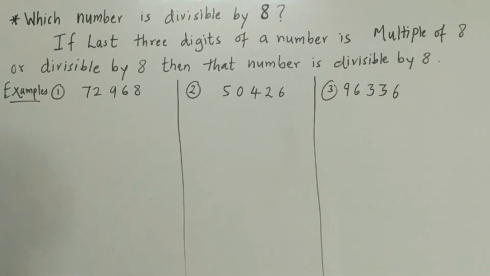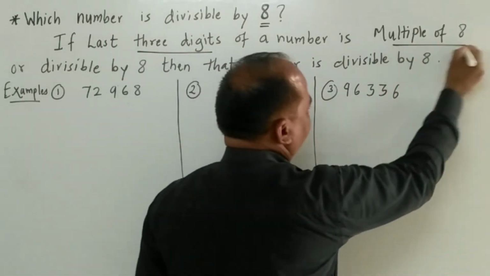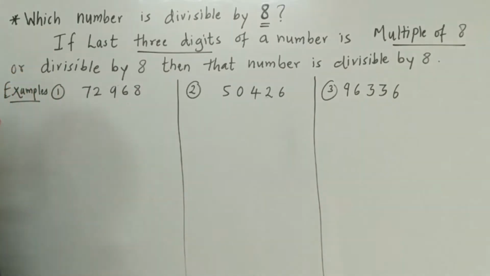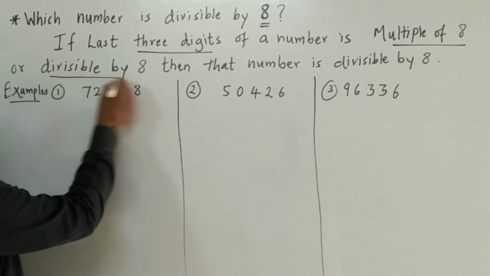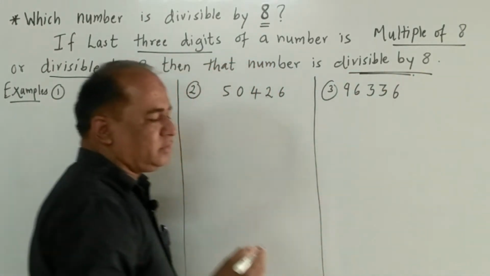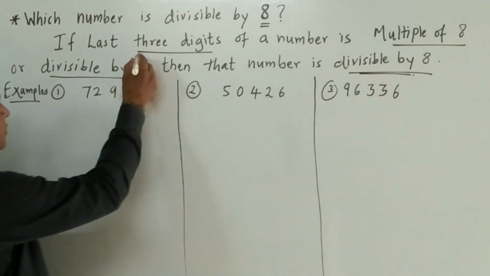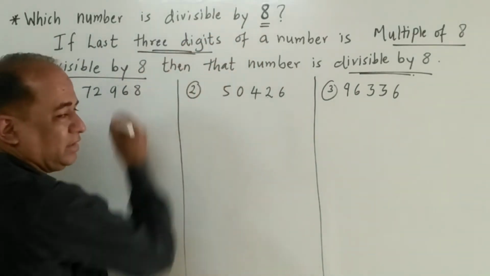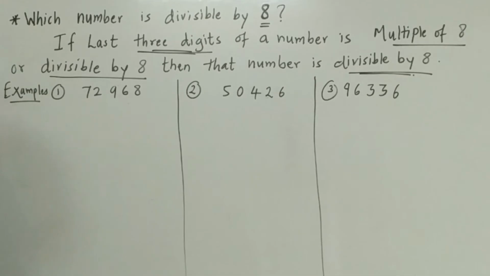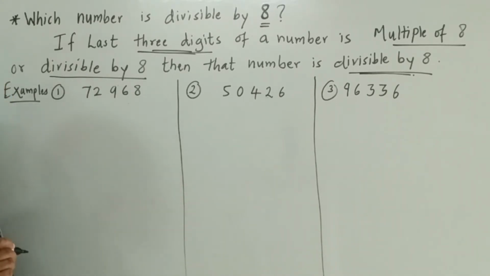Which number is divisible by 8? If the last 3 digits of a number form a multiple of 8, then that number is divisible by 8. It is the same as the test of divisibility of 4, where we check the last 2 digits; here, in the test of divisibility of 8, the last 3 digits of a number should be completely divisible by 8. When we divide the last 3 digits by 8, we should get remainder 0, then that number is divisible by 8.